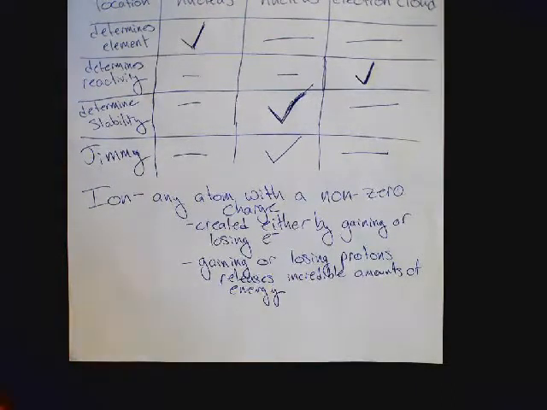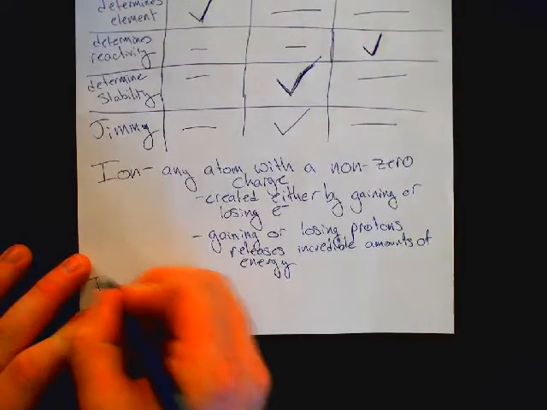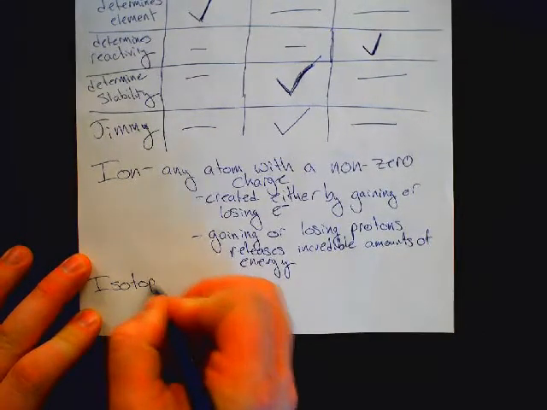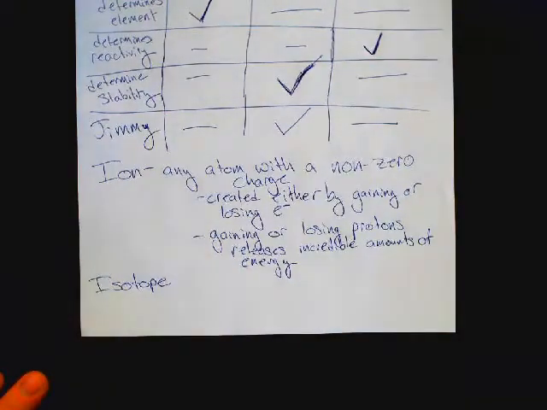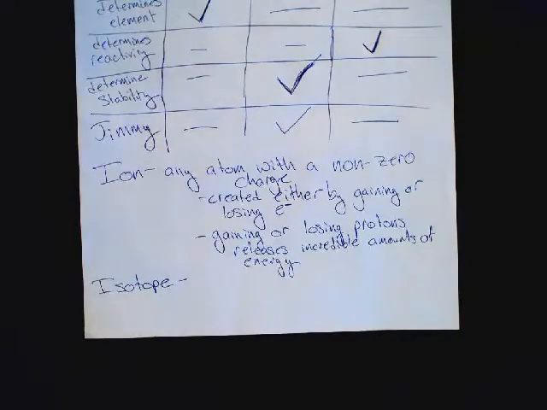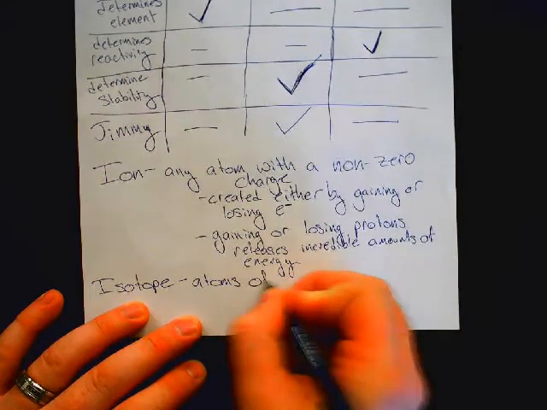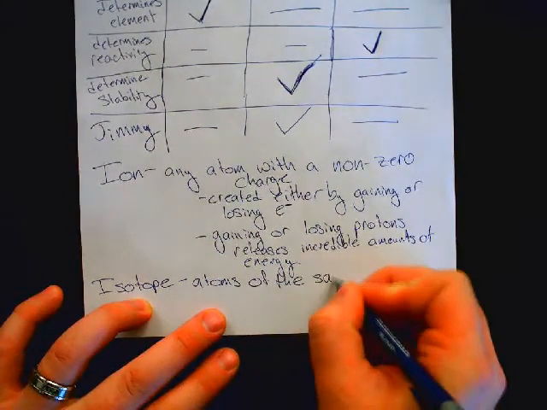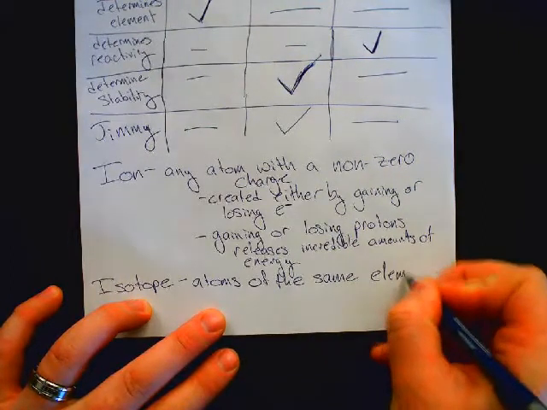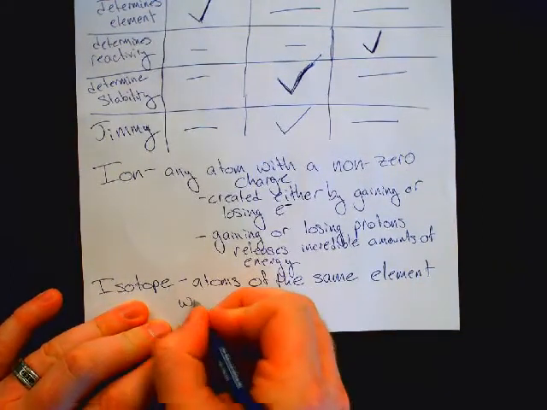It's another I word. This one, though, is isotope. Isotope. Isotode, like some kind of frozen frog? Okay, all right. So an isotope. Isotopes are atoms of the same element with different masses.